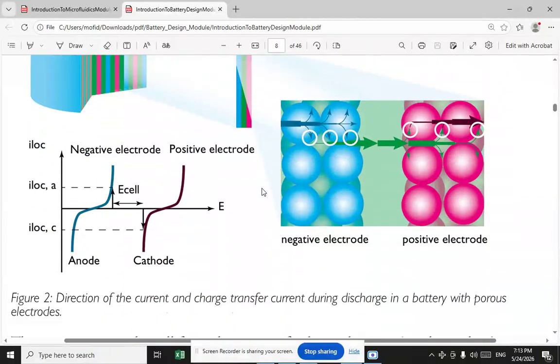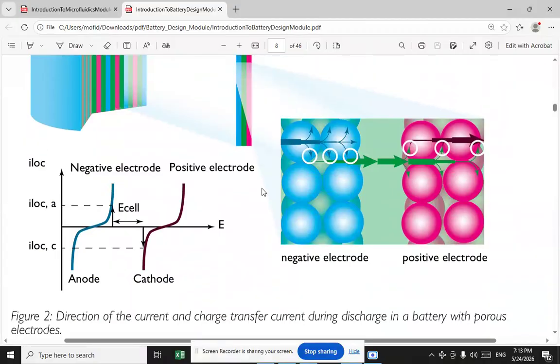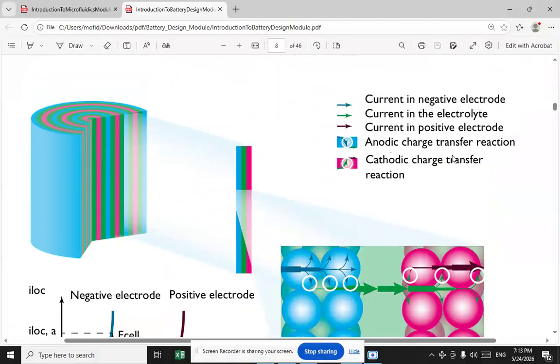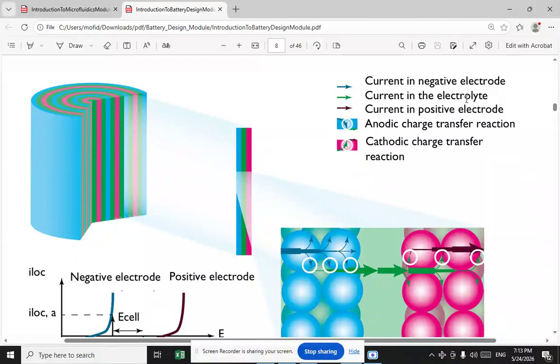Figure 2 illustrates the direction of current and charge transfer current during discharge in a battery with porous electrodes. You see that we have a negative electrode as the anode and a positive electrode as the cathode, and you see that the electrons are transferring from the negative electrode to the positive electrode, and the current in the negative electrode is shown by the blue line and blue arrow.